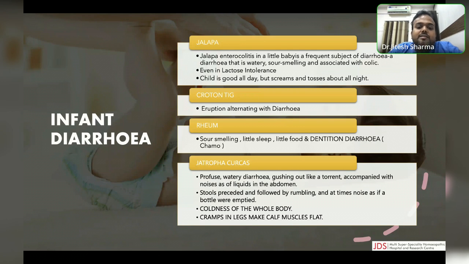Next comes Jatropha. Jatropha is another drug which has been very helpful, in which there is a lot of coldness in the whole body, and the stools are preceded and followed by rumbling and noises as if a bottle were being emptied. So imagine when you empty a bottle, how the sound comes. His diarrhea also will be like this: go, go, go, go. So that's Jatropha diarrhea.